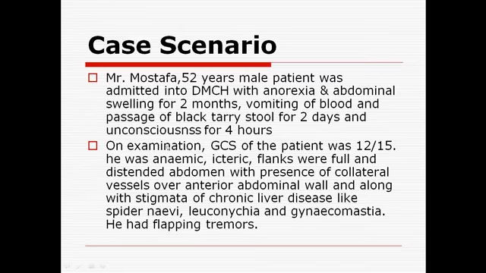So, a 52-year-old male with anorexia, abdominal swelling for 2 months, vomiting of blood, and passage of blood-tinged stool for 2 days, and unconscious for 4 hours. What may be your differential diagnosis? Number one diagnosis may be chronic liver disease. Another diagnosis may be intra-abdominal malignancy.